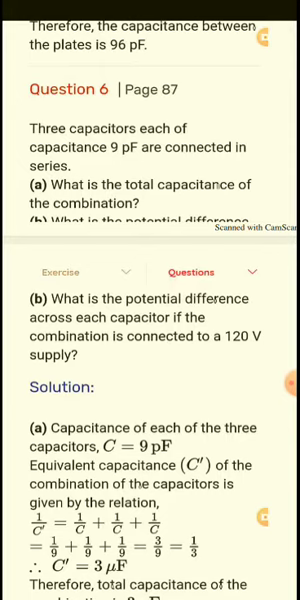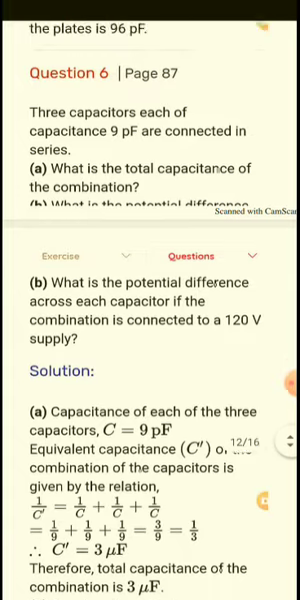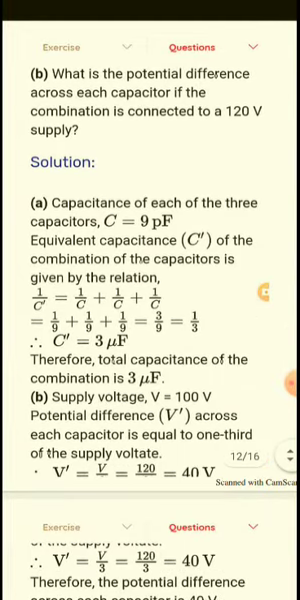and then potential difference. So the capacitance of the 3 capacitors will be C is equal to 9 picofarads, and the formula can be written as 1 by C dash is equal to 1 by C plus 1 by C plus 1 by C, because all the capacitors have the same capacitance. So 1 by 9 plus 1 by 9 plus 1 by 9 will give you 3 by 9 equal to 1 by 3. So C dash will be 3 microfarads. Total capacitance of the combination will be 3 microfarads.